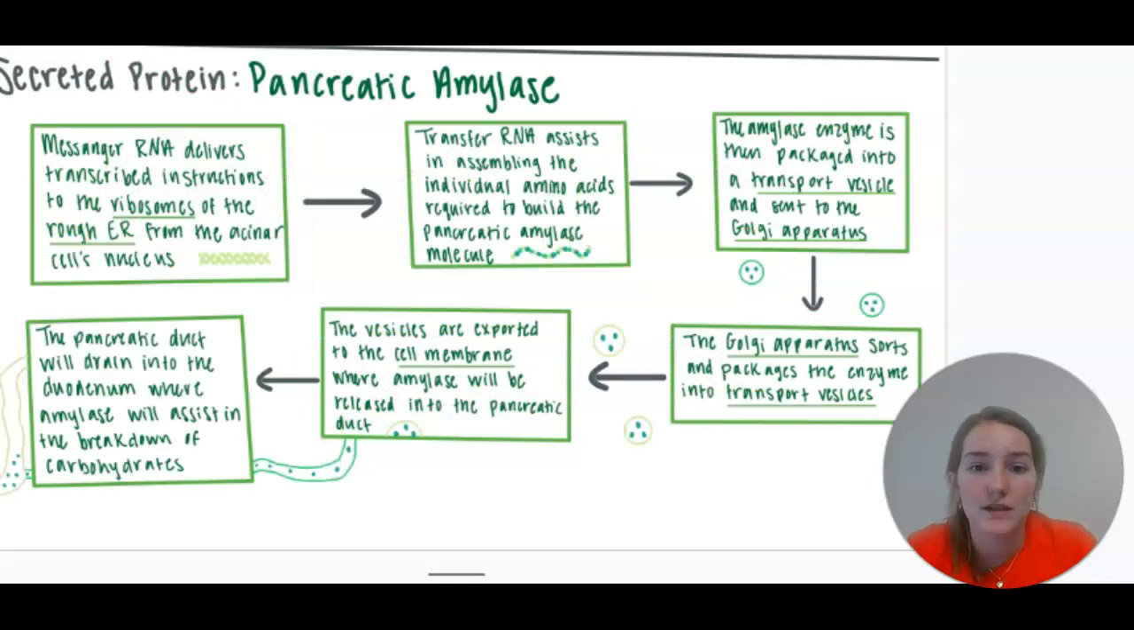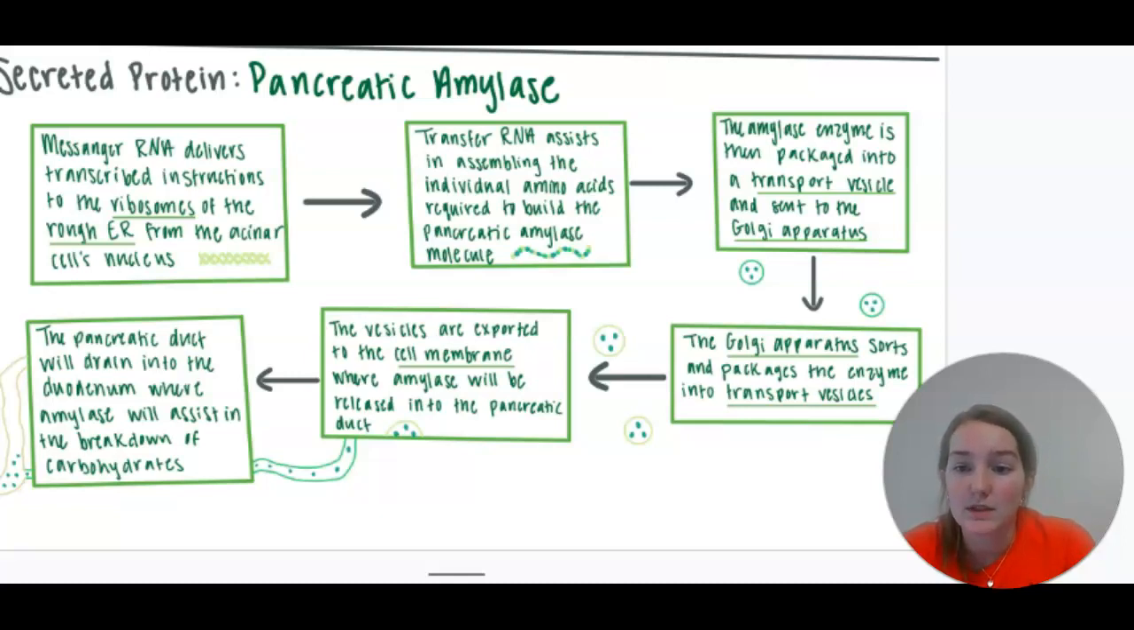The one we're going to focus on is pancreatic amylase. The production of pancreatic amylase is going to begin as messenger RNA delivers transcribed instructions to the ribosomes in the rough ER of these acinar cells. From here, transfer RNA is going to assist in the assembly of individual amino acids required to build the pancreatic amylase molecule. The amylase enzyme is then packaged into a transport vesicle and is sent to the Golgi apparatus.